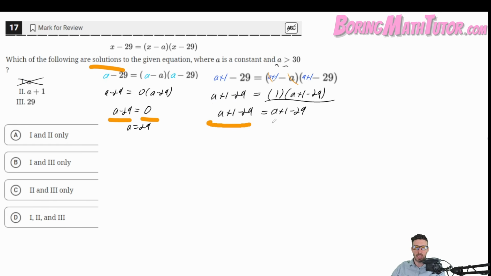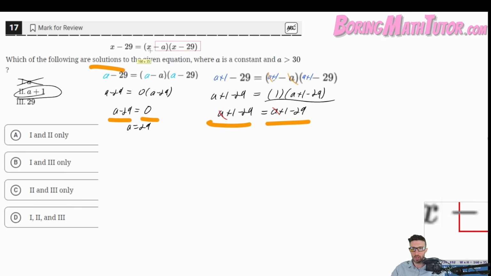Is the left side equal to the right side? Absolutely, because it's the same thing. You could try to simplify this, but you really don't need to. Whatever way you look at it, no matter what simplifications you do, it's going to be that the left side equals the right side. So a plus 1 is looking pretty good. And they said that a had to be greater than 30. Okay, well, you could just pick a values that are greater than 30. So yeah, sure, we'll continue to keep this.